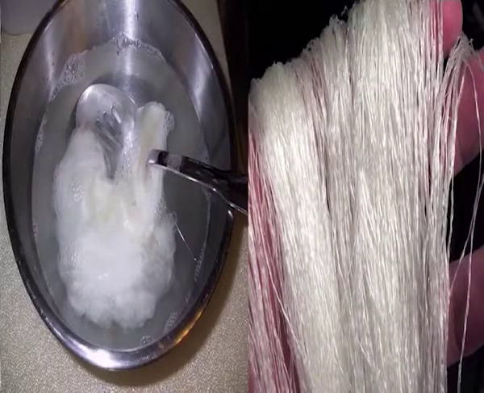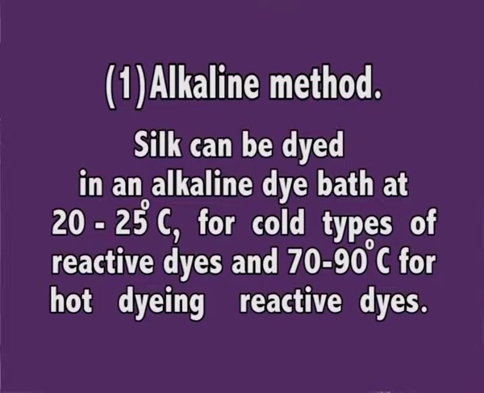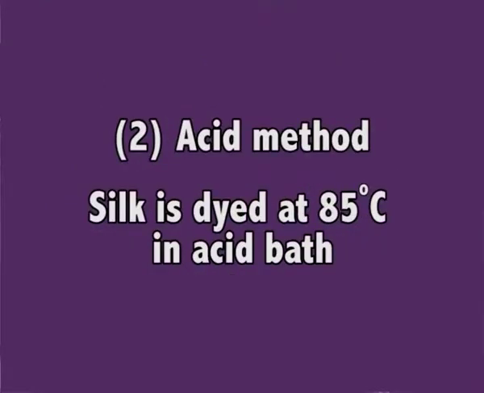Before dyeing with the reactive dyes, it is necessary to degum the silk thoroughly to remove sericin. There are two methods by which reactive dyes can be applied to silk: alkaline method and acid method. Silk can be dyed in an alkaline bath at 20 to 25 degrees centigrade for cold types of reactive dyes and 70 to 90 degrees centigrade for hot dyeing reactive dyes. Silk is dyed at 85 degrees centigrade in an acid bath.